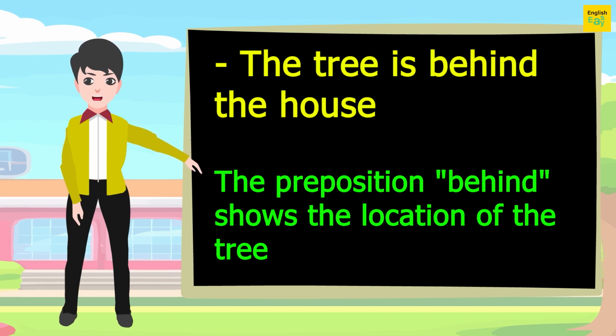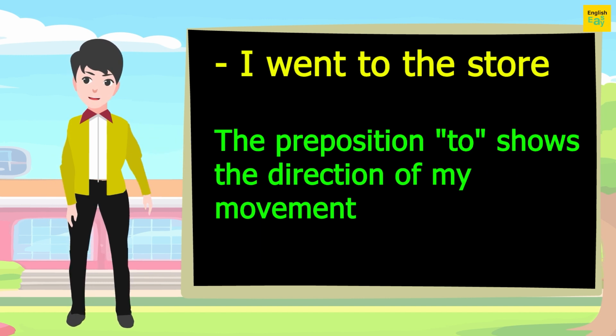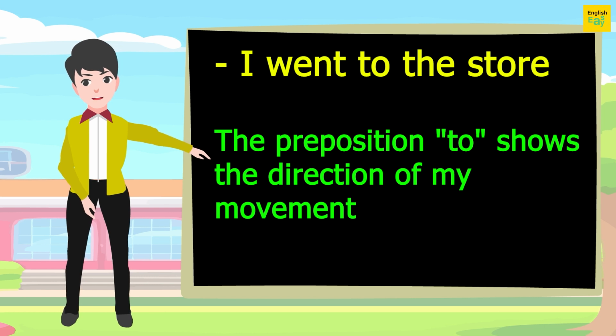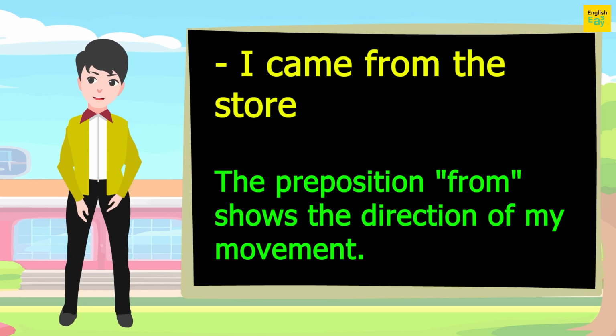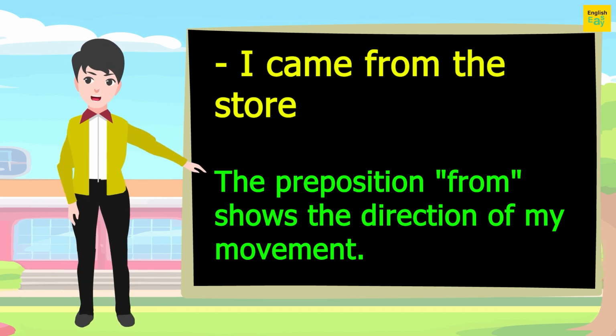The tree is behind the house. The preposition "behind" shows the location of the tree. I went to the store. The preposition "to" shows the direction of my movement. I came from the store. The preposition "from" shows the direction of my movement.